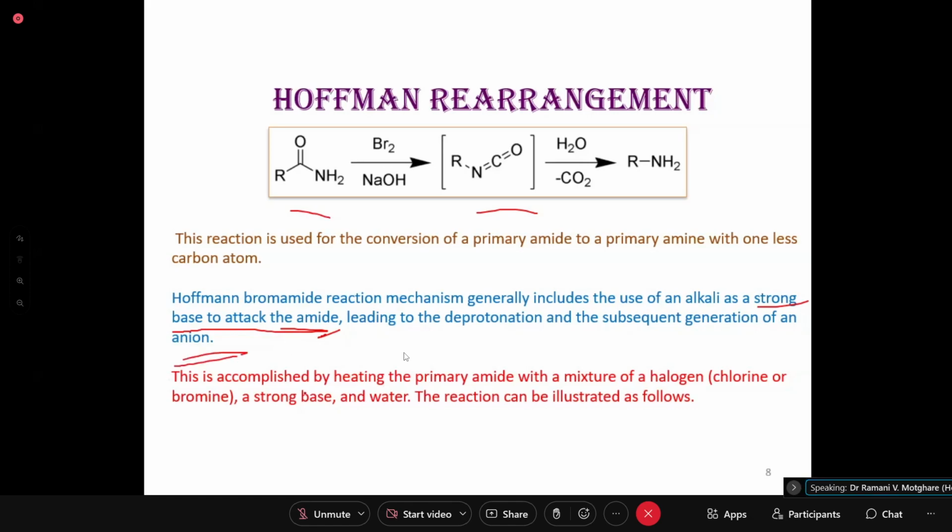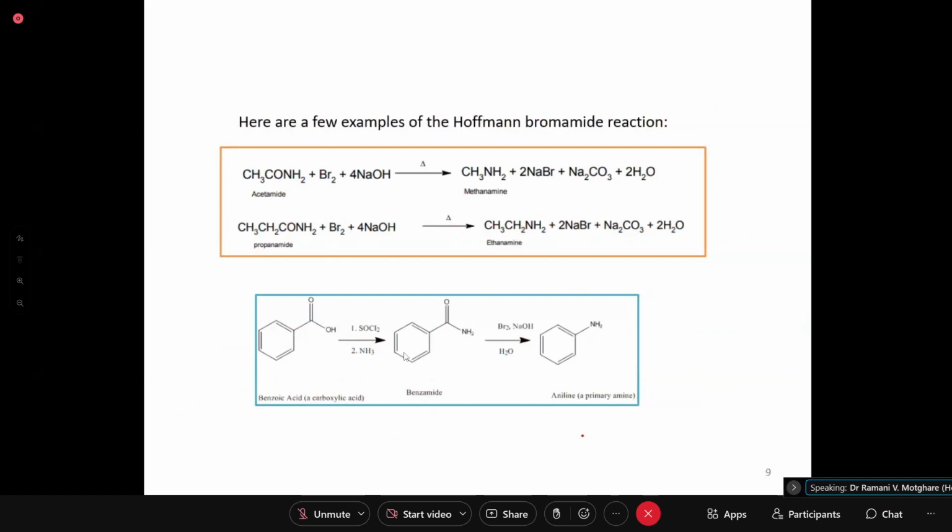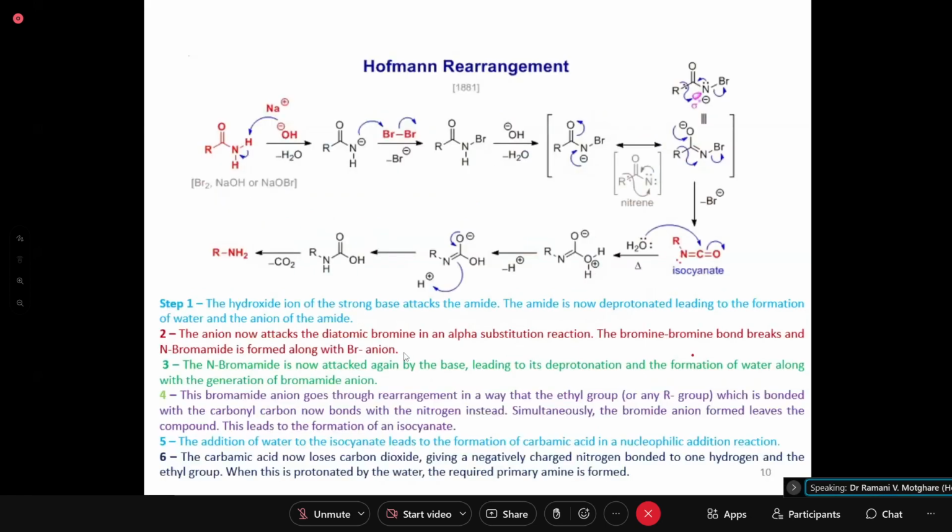Okay, so this is accomplished by heating the primary amide with a mixture of halogen, chlorine or bromine, and a strong base and water. Okay, so the mechanism and the reaction is illustrated here. Hoffman rearrangement, one by one, all the steps are mentioned here. So you can go through these steps later on.